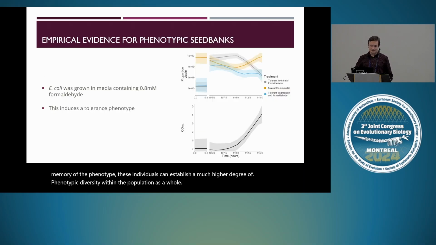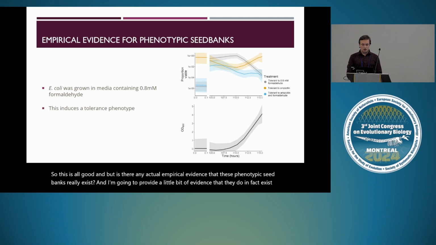Yeah. So this is all good and well, but is there any actual empirical evidence that these phenotypic seed banks really exist? And I'm going to provide a little bit of evidence that they do in fact exist. So for reasons I won't go into, we were investigating the effects of formaldehyde on E. coli. They were grown in media containing 0.8 millimolar formaldehyde. There's two important things that this does.